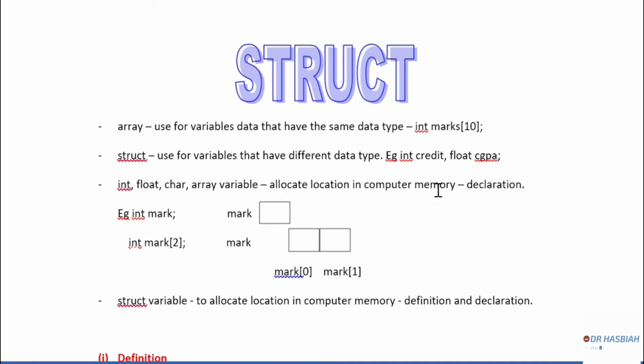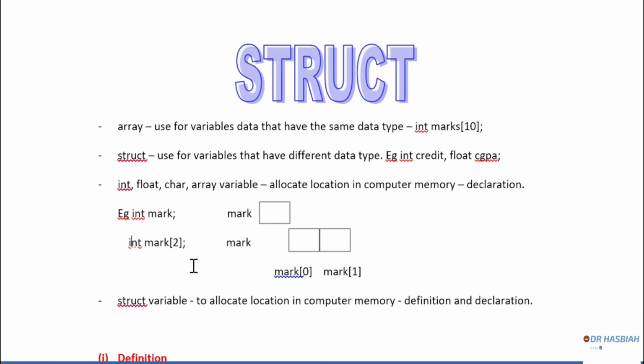So when you do any declaration, what we have actually done is allocate a location in computer memory. For example, here integer mark. In your computer memory, just imagine you have one box here. This box is the variable, the box for variable mark. So if you declare integer mark, this is the box, just one box here. You can input any data in this box. The location is in computer memory, and we can see the location.